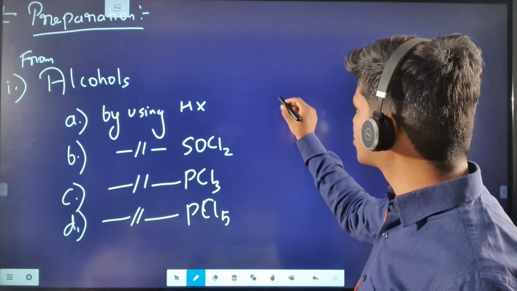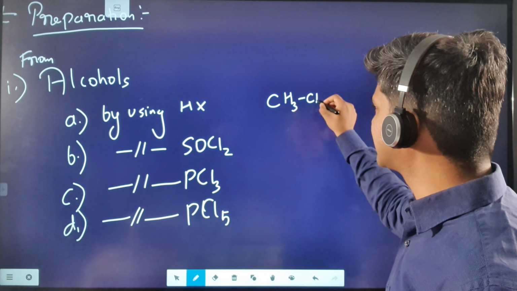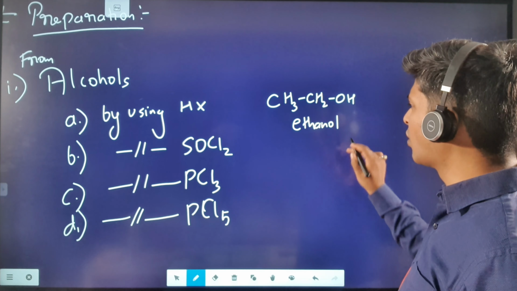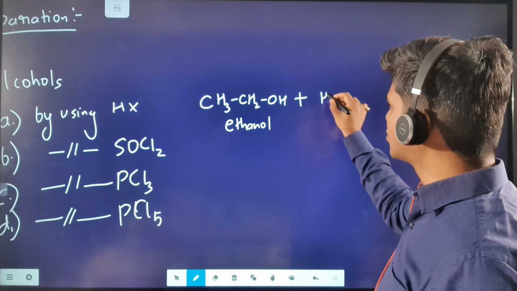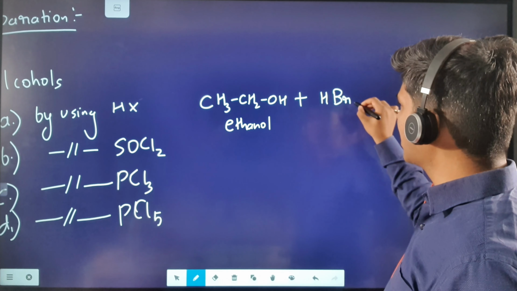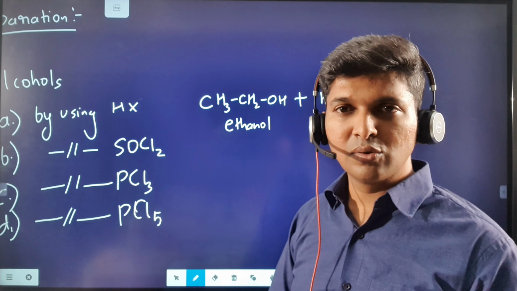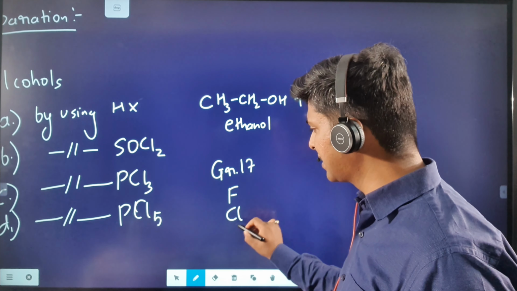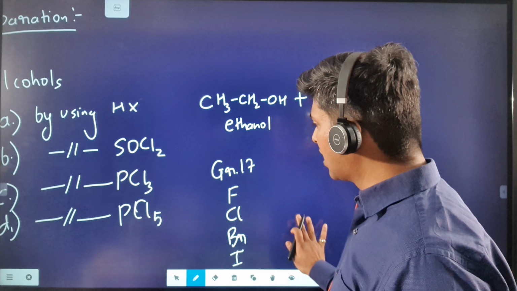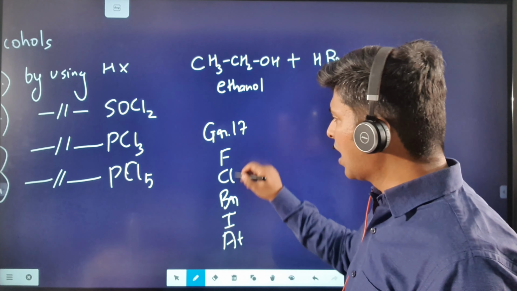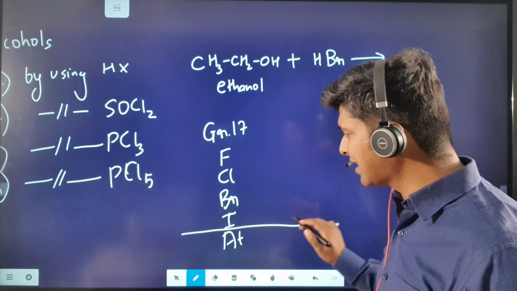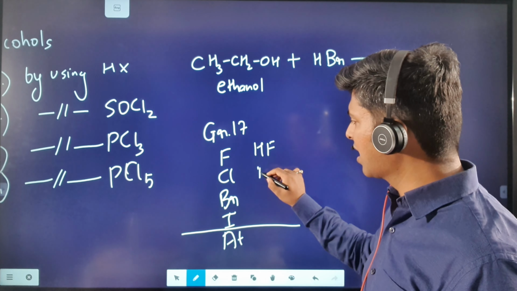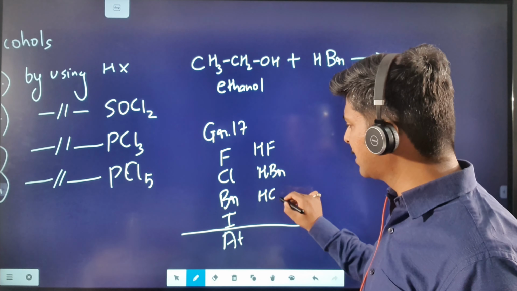Okay, so by using HX, let me start with the standard alcohol, that is ethanol, also called ethyl alcohol in common names. So this is ethanol and I'm treating it with HX. HX can be HBr, HCl, HI, HF. You know that X stands for halogens. Halogens are group 17. Group 17 is females carry bags in ATM. That's how I remember group 17 elements. Leave astatine aside because astatine is radioactive, and if you form hydrides of the others, we have HF, HBr, HCl and HI.